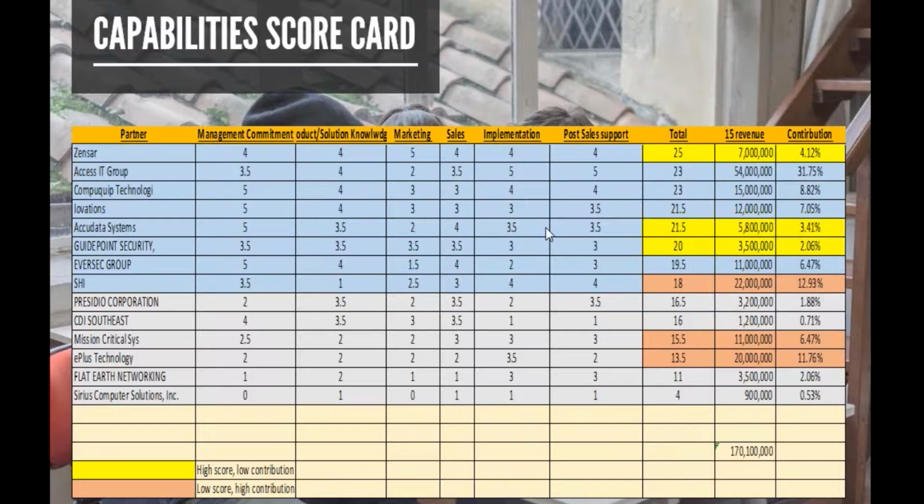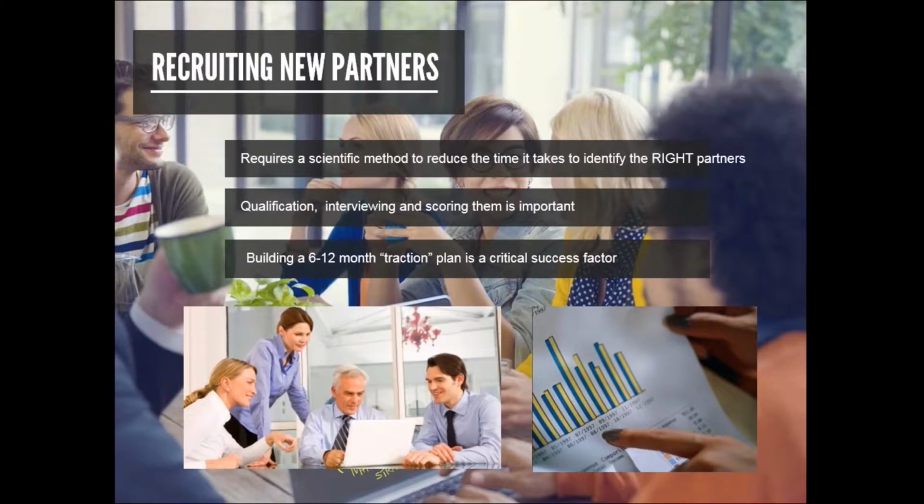So these are just an example of how you can look at your existing channel and improve your existing channel and get the maximum return from what you have and what you've already invested in. Now, once you've done that, recruiting new partners and increasing your capacity may be the thing that you decide you need to do. So now we're going to focus on the recruitment of new partners.